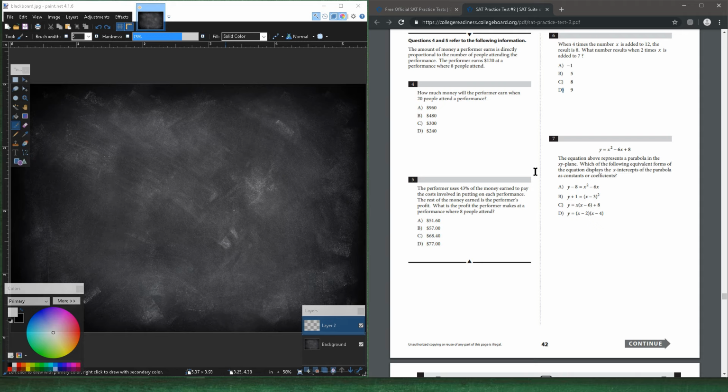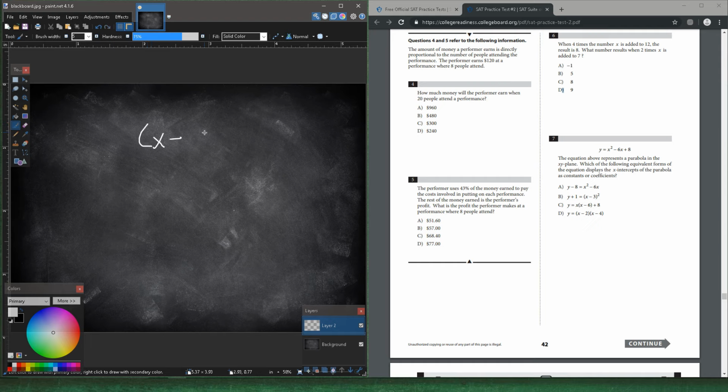The equation above represents a parabola in the xy plane. Which of the following equivalent forms of the equation displays the x-intercepts of the parabola as constants or coefficients? If you want to display a parabola with just the x-intercepts, it's just x minus a times x minus b. This is the form you want to put it in.